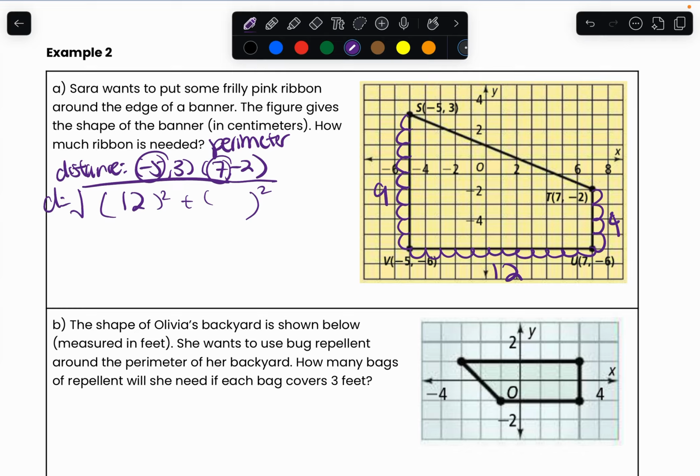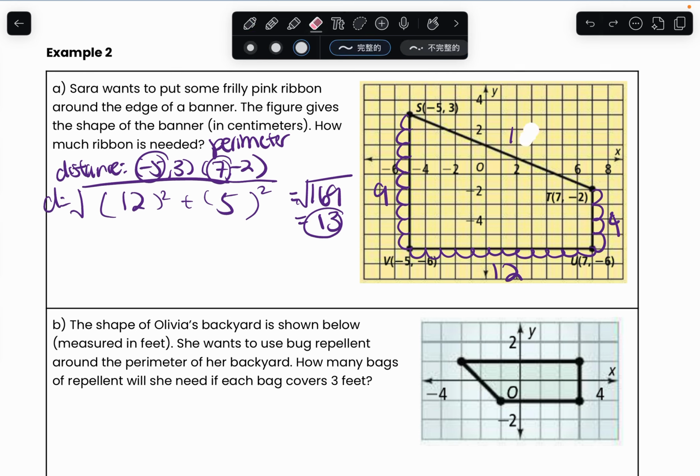Now, if you go ahead and do this, your value at the end will be the square root of 144 plus 25, because 12 squared is 144 and 5 squared is 25. It will give you the square root of 169. If you simplify this in a calculator, your value for this side will be 13. This is how you do it through the distance formula.